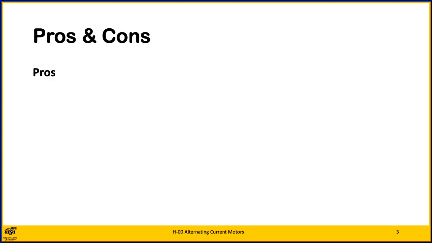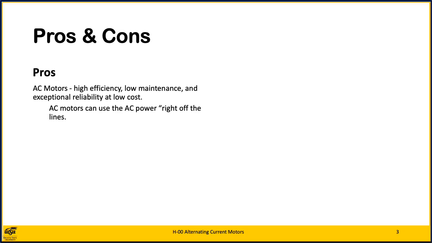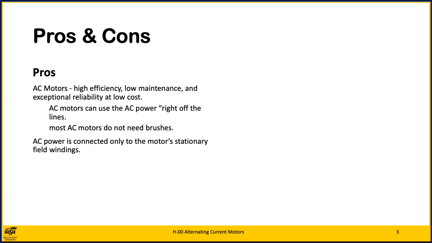AC motors are popular because they can provide rotary power with high efficiency, low maintenance, and exceptional reliability, all at relatively low cost. These desirable qualities are the result of two factors. AC motors can use the AC power right off the lines. DC motors require the added expense of a rectifier circuit, and most AC motors do not need brushes, as DC motors do. In most cases, the AC power is connected only to the motor's stationary field windings.